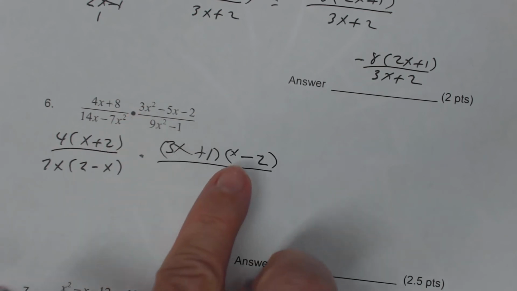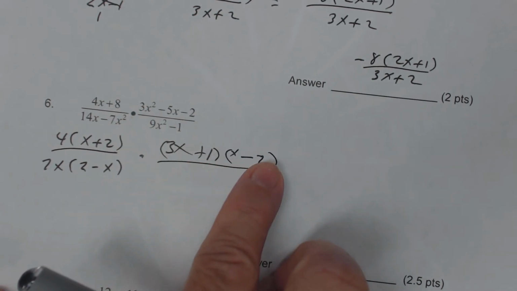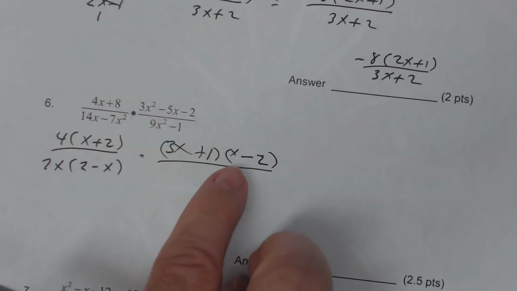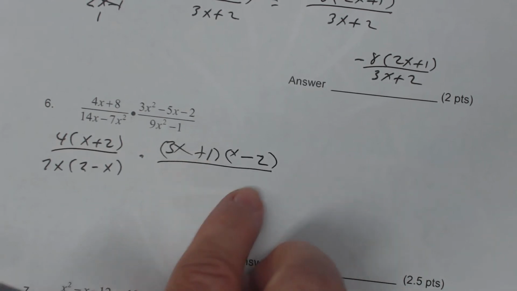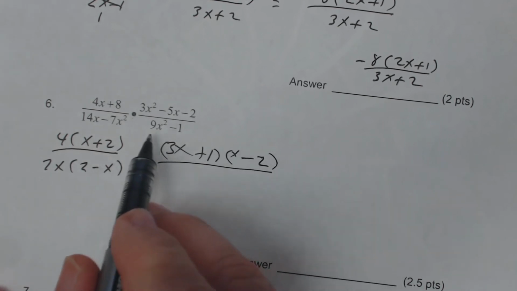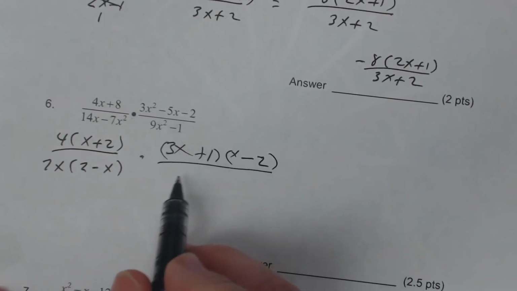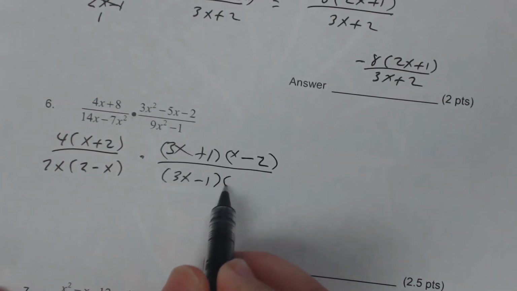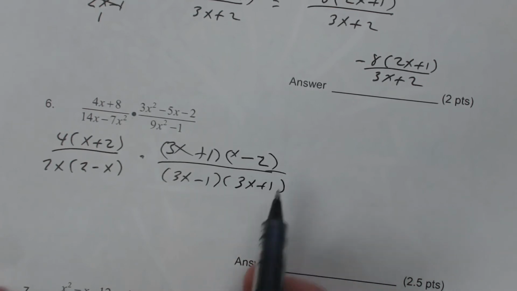3x times x is 3x squared. A positive 1 times a negative 2 is a negative 2. The outer is negative 6x. The inner is a positive 1x. When I add them up, I get negative 5x. All right, now this is the difference of 2 squares. So I get 3x minus 1 times 3x plus 1.